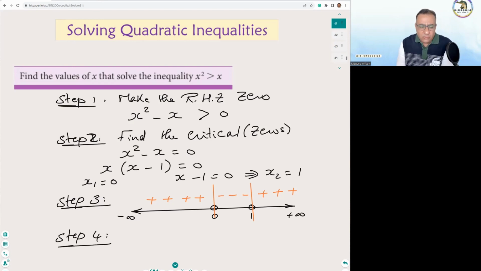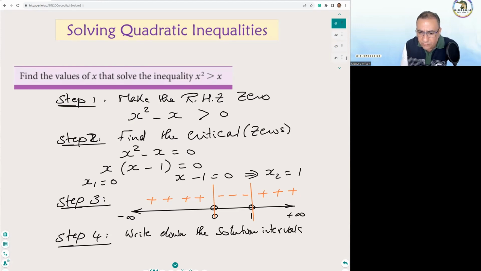So step 4, write down the solution interval. Interval, of course, or intervals, could be a couple of intervals or whatever. So now we look here at what are the values that make this inequality bigger than 0, which means positive. So I have this interval here and that interval there.